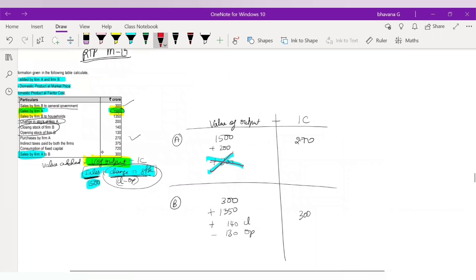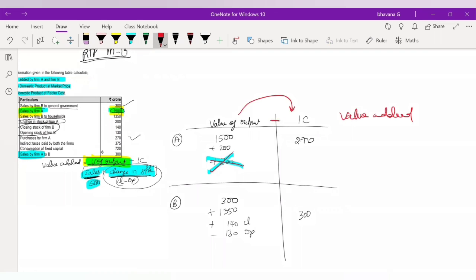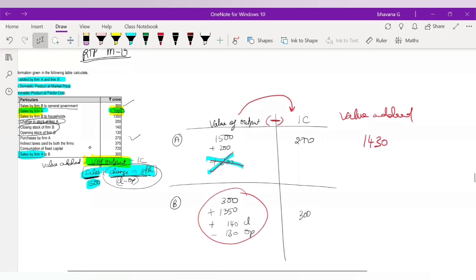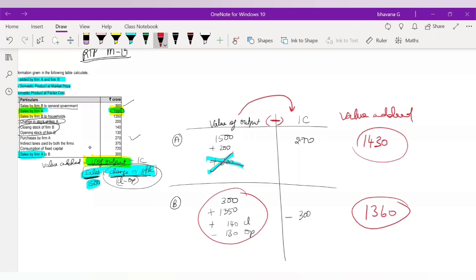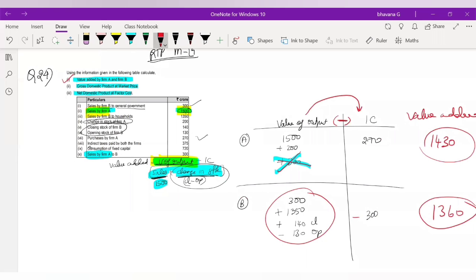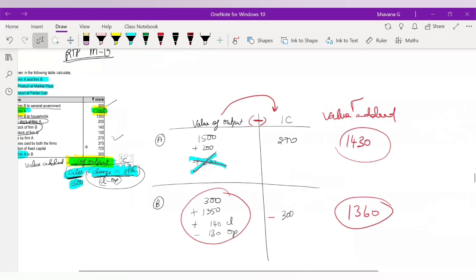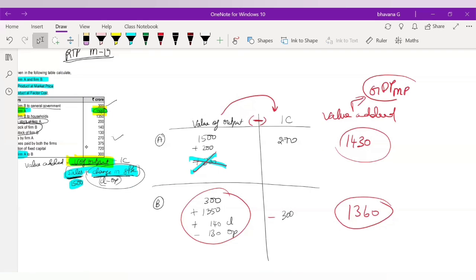Now how will you find out your value added by both firms? What will be your value added here? It will be nothing but value of output minus intermediate consumption. So you have to do 1500 plus 200 minus 270. If you do this, you will get 1430. Here you have to do 300 plus 1350 plus 140 minus 130 plus 300, I mean minus 300. If you do so, you will get a value of 1360. So this is the value added by firm A. This is the value added by firm B. Simple only, okay? So if you do the value added method, you will get GDP at MP.